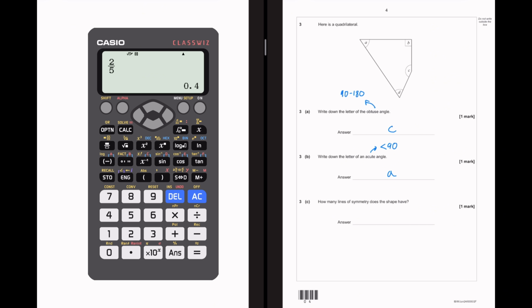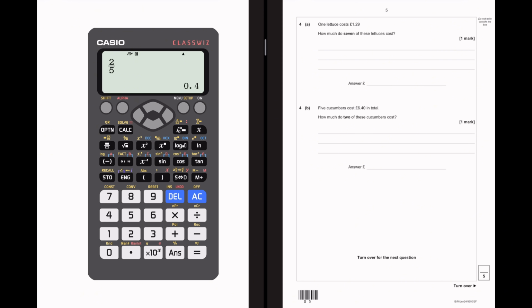Part C says how many lines of symmetry does this shape have? So a line of symmetry means that we draw a line from one vertex and then it is the mirror image when we split that shape in half. So in this case there are no lines of symmetry, so the answer is just 0.